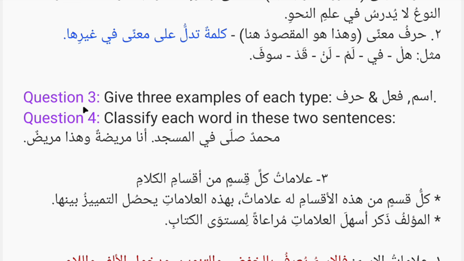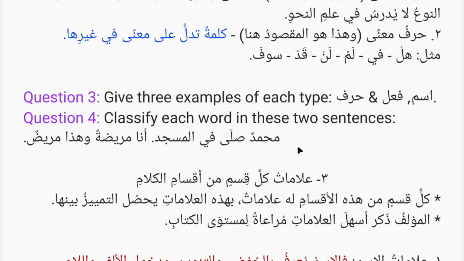طيب. Questions. Give 3 examples of each type. Give 3 examples of harf, 3 examples of fi'l, 3 examples of ism. Question 4. Classify each word in these 2 sentences. We have 2 sentences. محمد صلى في المسجد. أنا مريضة وهذا مريض. 1 sentence, 2nd sentence. Classify each word in these 2 sentences.